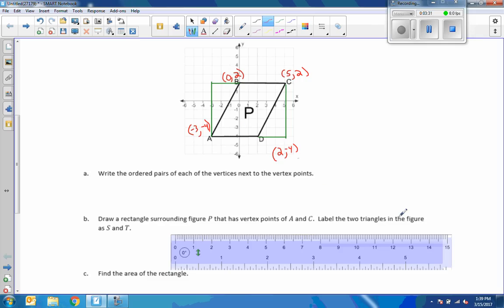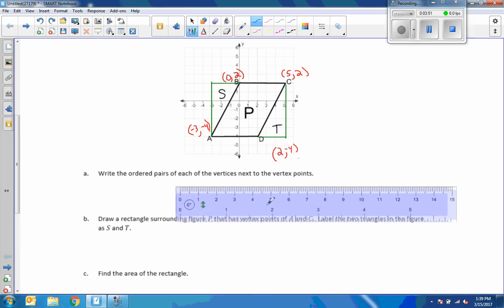It says label the two triangles in the figure as S and T. So P is here. So we'll call this triangle up here S, and this triangle down here T. I'll use black. So this is S, and this is T. Okay, so part B is done.